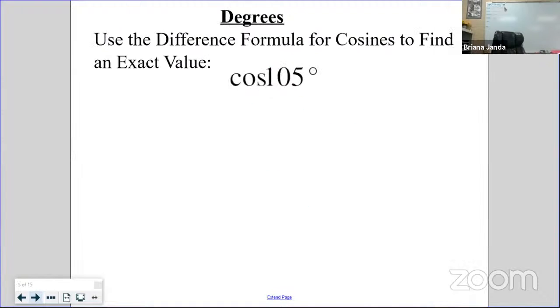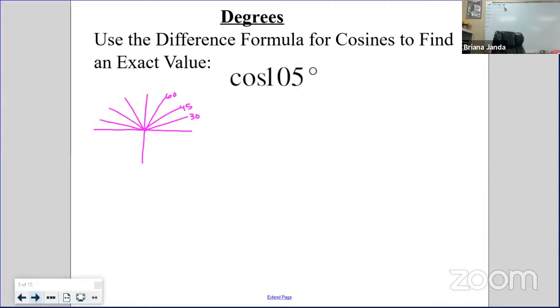Okay, so let's try another one. Cosine of 105 degrees. So what we need to do is now go to our unit circle. Now remember, your unit circle does not stop at quadrant 1, and this might be something that you want to have to look at is your unit circle. Okay, so in degrees, remember this goes 30, 45, 60, but it doesn't stop there. We've got more angles over here.